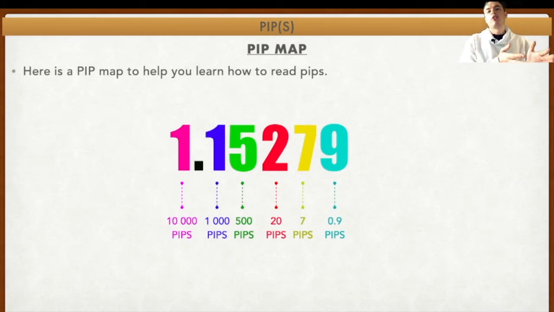So if the price moved from 1.15279 to 1.15289, that is a 1 pip move. Okay, it is 10 points. The 2 is 20 pips, 500 pips, 1,000 pips, 10,000 pips. That is how it works.